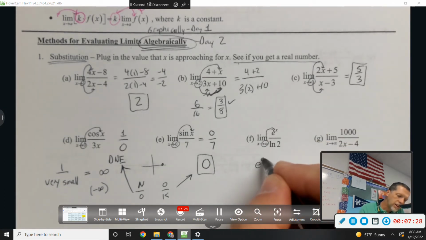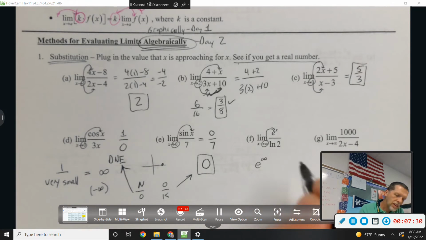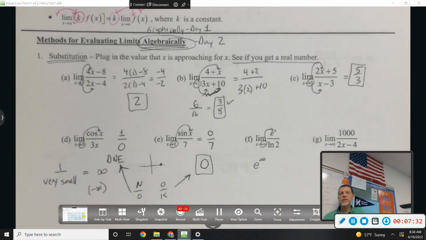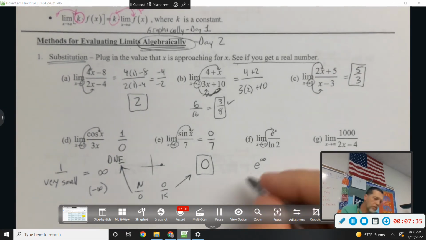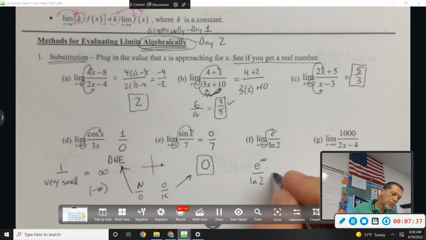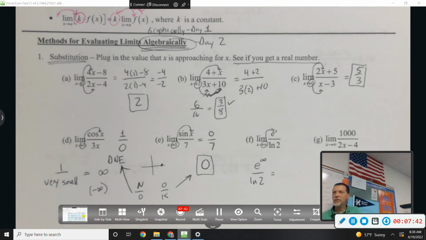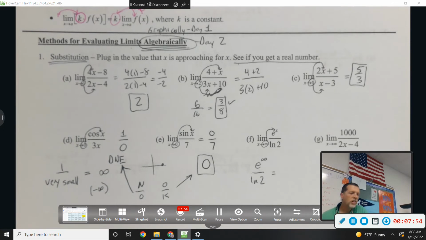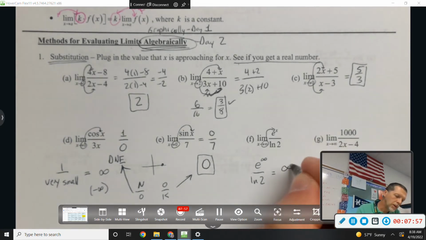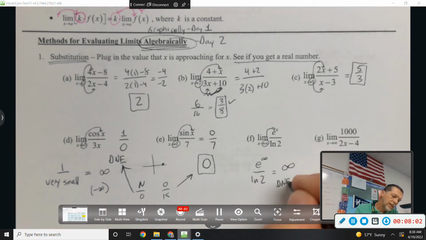E to the infinity. E to the infinity over natural log 2. So natural log 2 is just some number. What's e to the infinity? Big or small? Big. E is 2.7. To the infinity means 2.7 times 2.7 times 2.7 times 2.7 forever. So really, really, really big. So infinity, the limit does not exist.